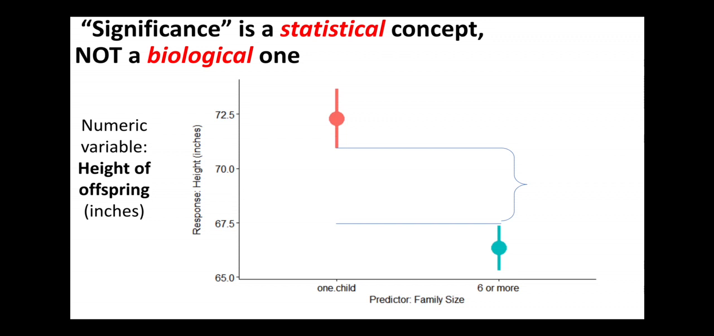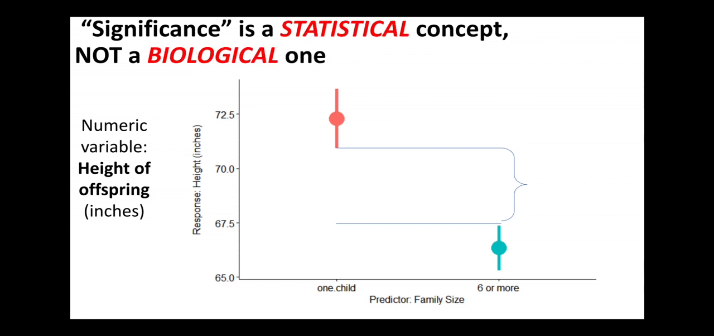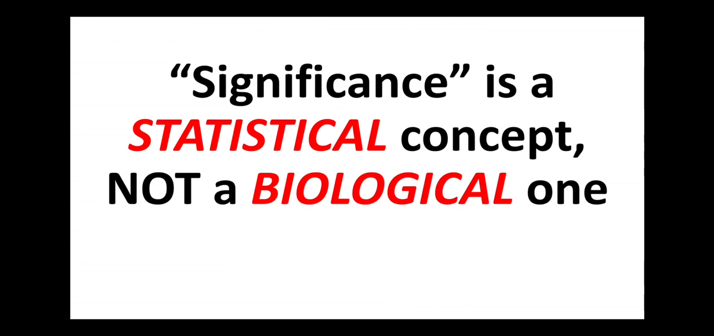This occurs so many times, even in biology textbooks and biology papers. So many people confuse statistical significance with a real, relevant biological difference. So I'll keep repeating this. Significance is a statistical concept, not a biological one. Repeat it with me. Significance is a statistical concept, not a biological one.